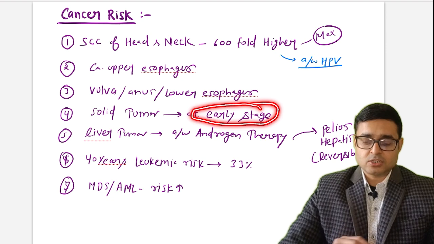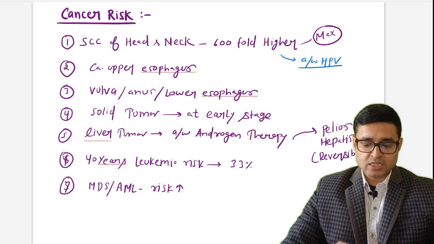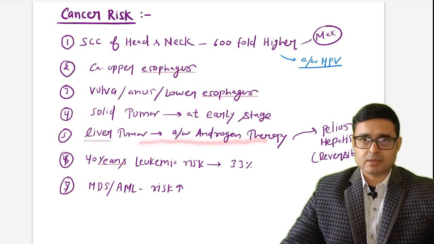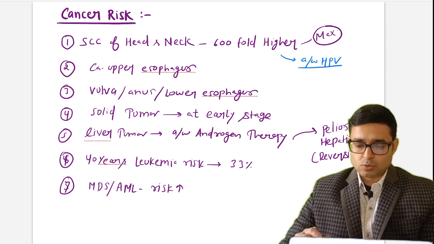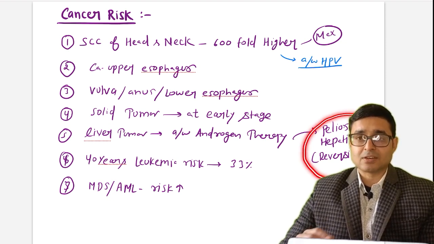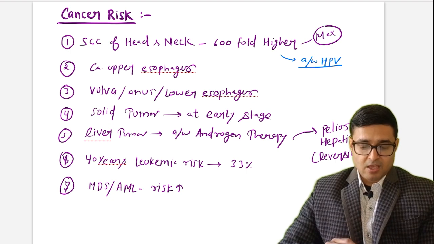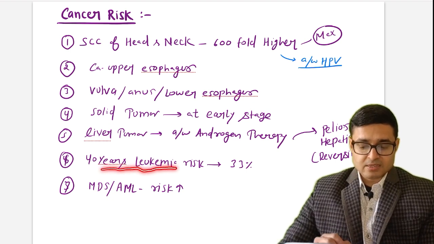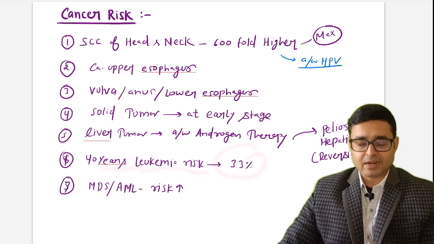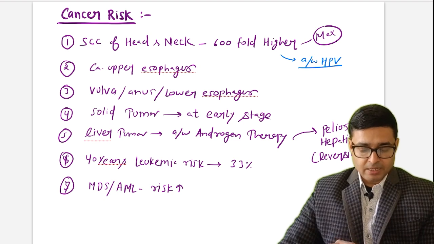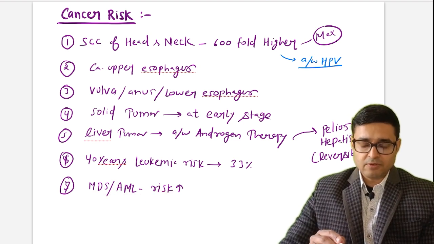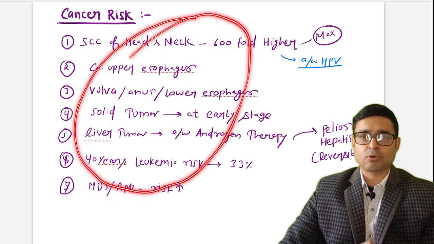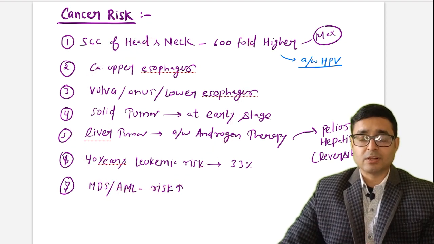This is important. Liver tumors are associated with androgen therapy. We'll discuss in treatment that androgen therapy is used. Peliosis hepatis is a reversible condition with this. The 40-year leukemia risk is 33%. Again, a fact-based question. And MDS and AML risk is increased. So why are we discussing this? Because the screening protocol will differ according to this. So we'll see later.